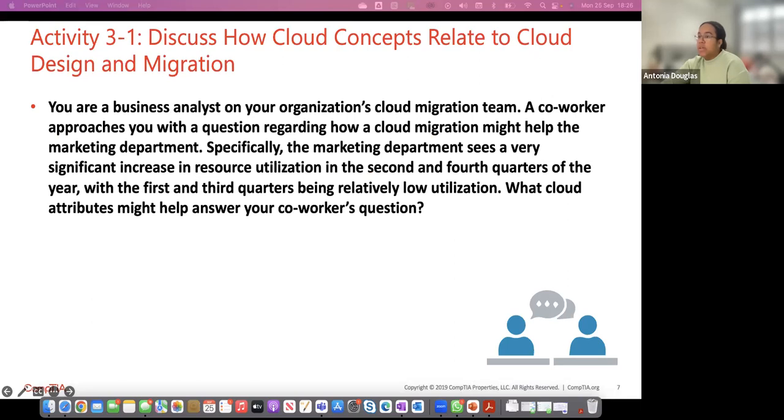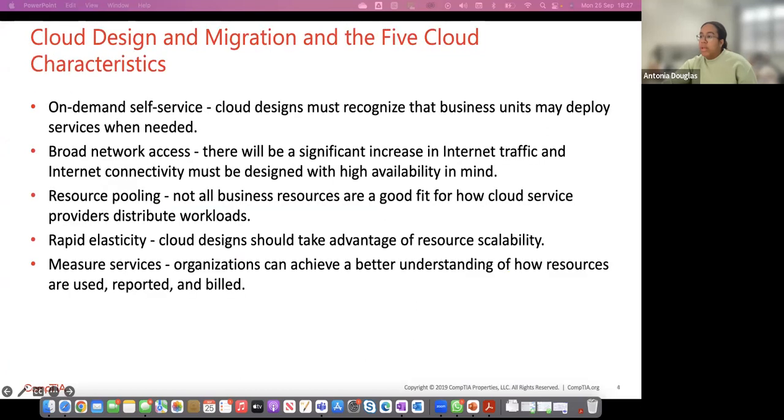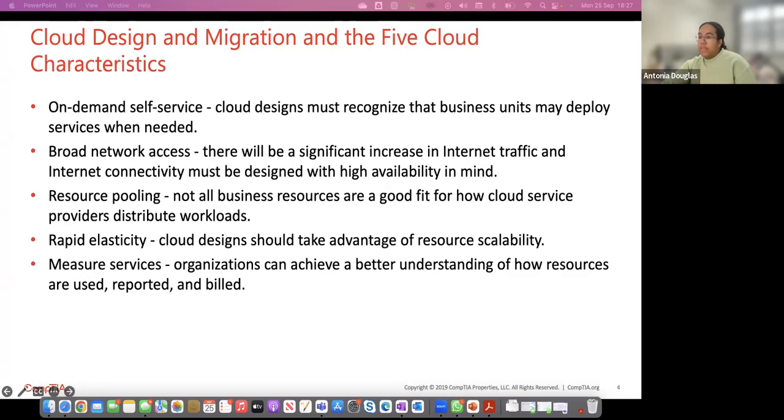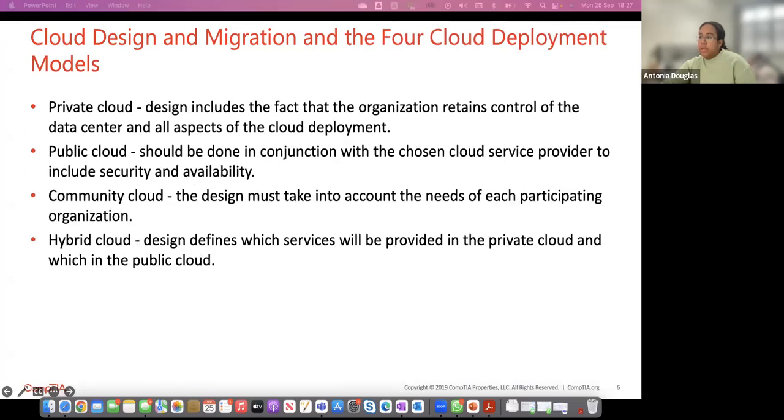So moving on, we have our first activity. I hope that all made sense. Just to quickly recap, we went through the 5 cloud characteristics, the 3 cloud service models. These are imperative to understand for the exam, so I would definitely make sure that we understand these: 5 cloud characteristics, 3 cloud service models, and the 4 cloud deployment models.